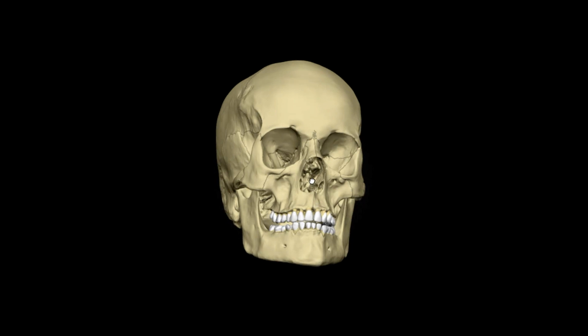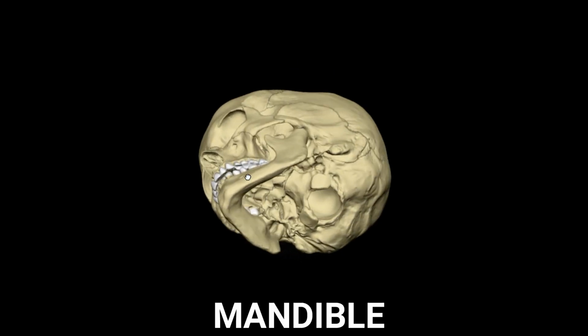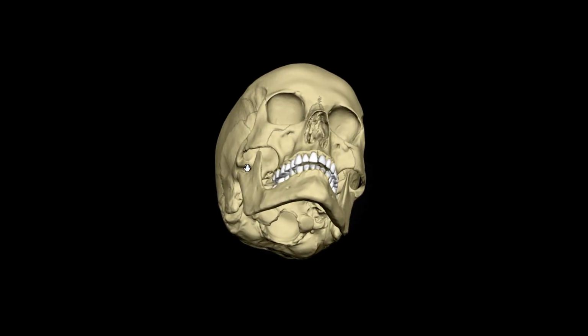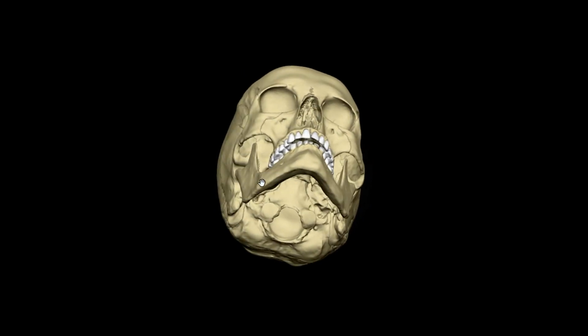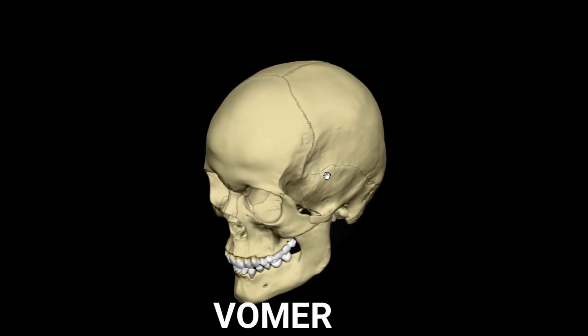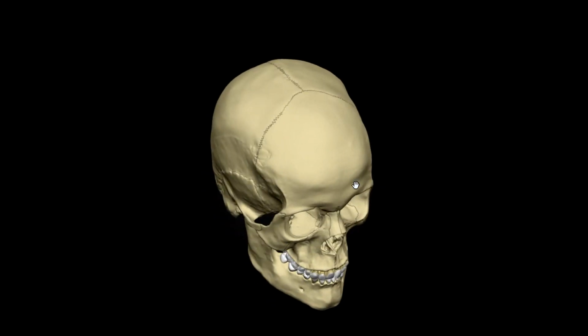Then we have an important bone, which is the mandible. Mandible forms our lower jaw. This right here is the mandible. The lower jaw's bone is called the mandible. It is 1 in number, as you can see. The whole lower jaw is formed by the mandible. And last but not the least, we have the vomer. Vomer is also 1 in number.